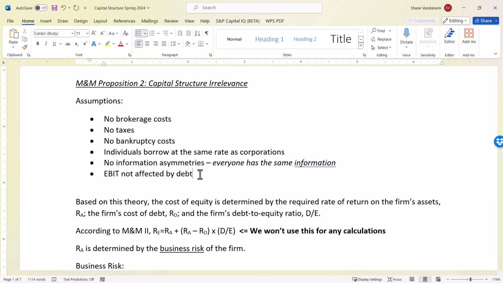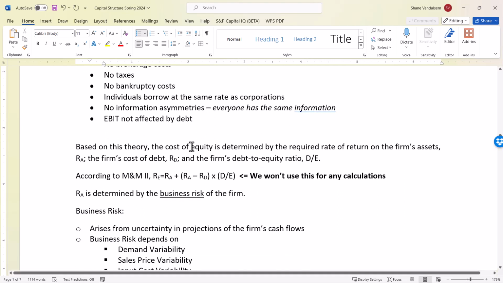So with all those assumptions in place, Modigliani and Miller said, based on this theory, the cost of equity is determined by the required rate of return on the firm's assets, the riskiness of those assets. We denote the required rate of return on assets as R sub A. The cost of the firm's debt is R sub D, and the firm's debt to equity ratio is D divided by E. So according to their second proposition, the required rate of return on equity, R sub E, is equal to the rate of return on assets plus a premium based on the debt to equity ratio.